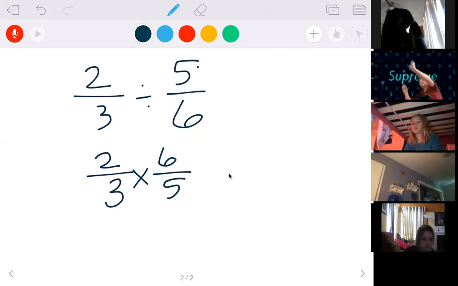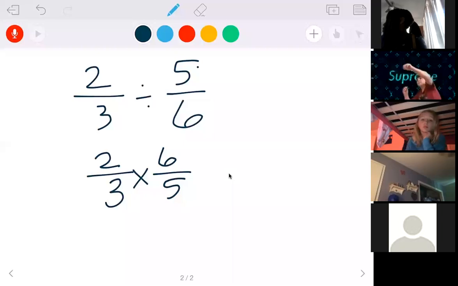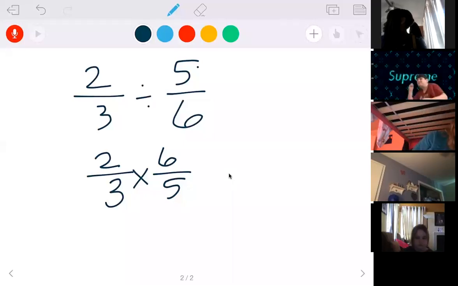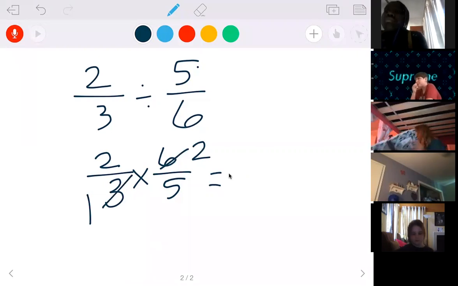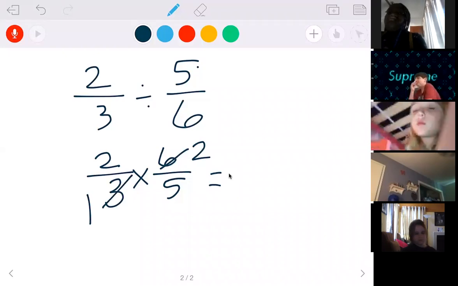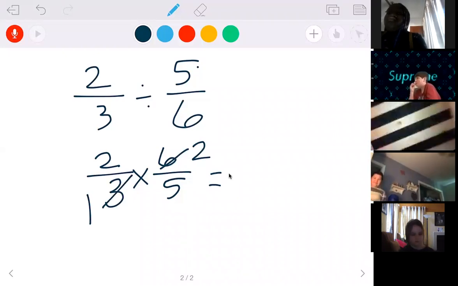Okay, so let's do this one together. I've already done the first step. I flipped the second number. Then I can reduce here with 3 and 6. 3 divided by 3 is 1. 6 divided by 3 is 2. Okay, then I can multiply and get, hold on. I don't know why your book is showing something different. Hold on.